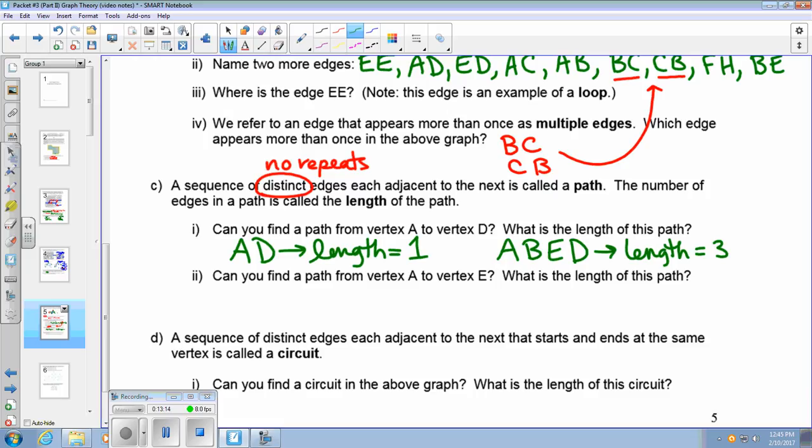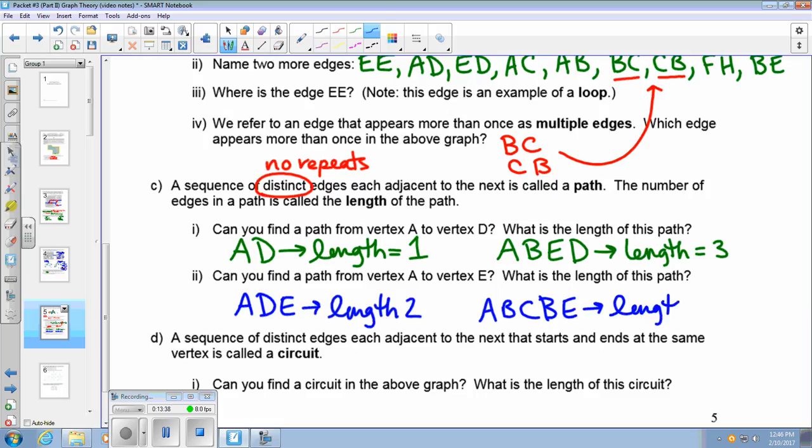All right, can you find a path from vertex A to vertex E? So I'm going to encourage you to press pause, go back up to your graph, try this out, and then press play when you're ready. One example is ADE, which has a length of 2. And another example is ABCBE, which has a length of 4.